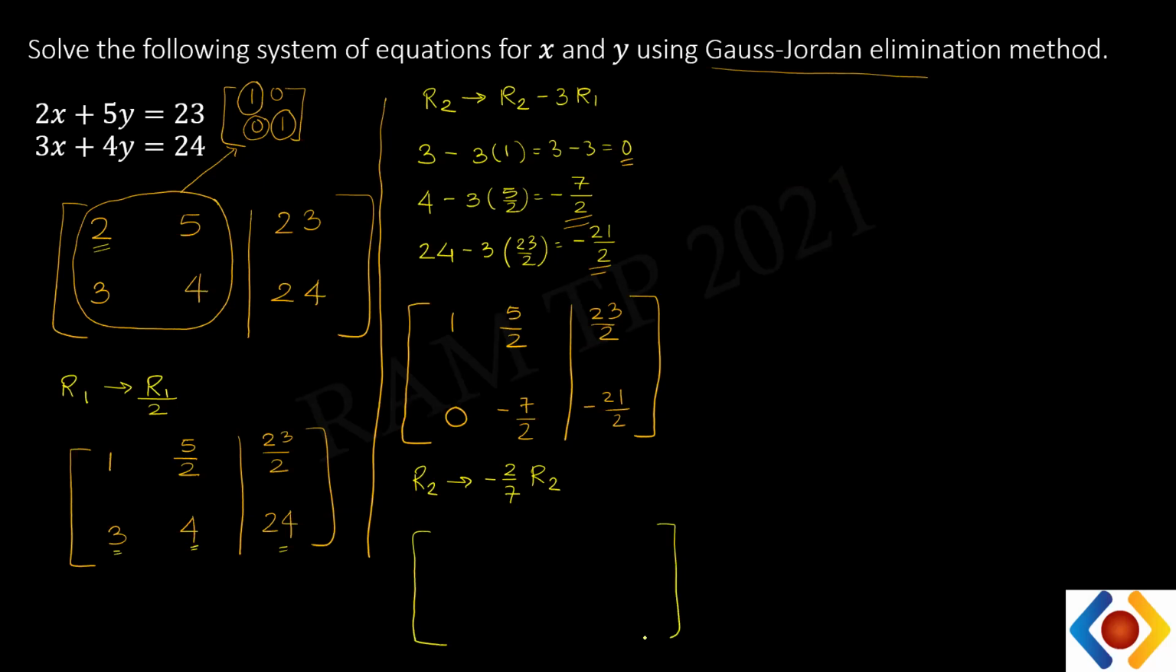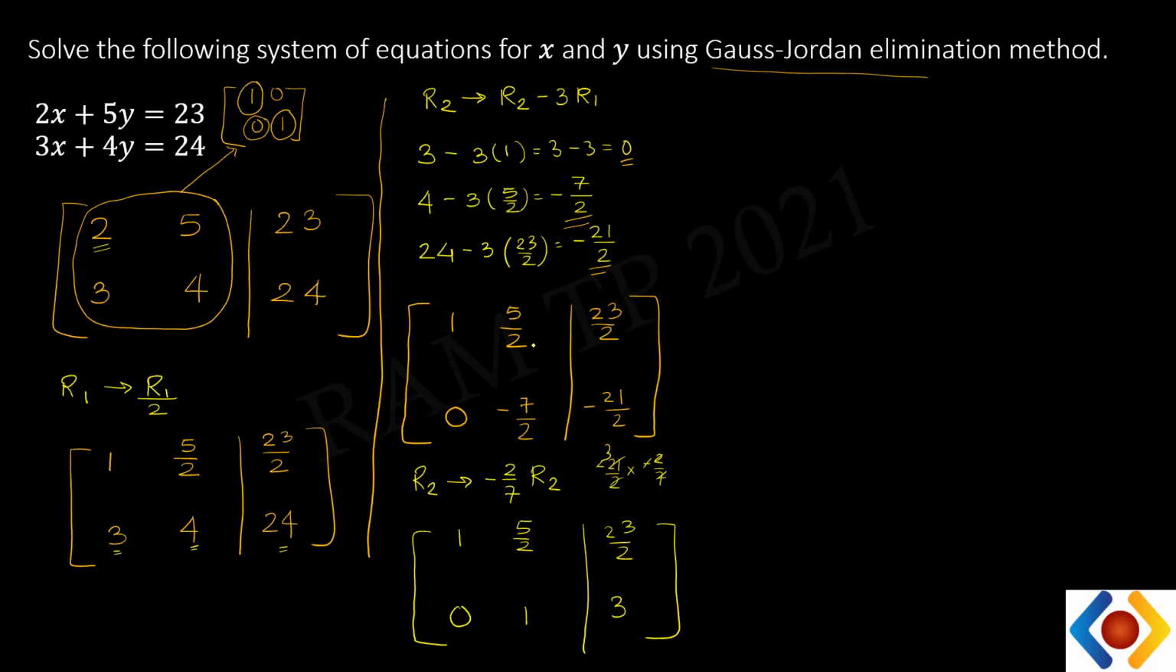Okay, let's write down this step directly. First row, I'm not changing anything: 1, 5 by 2, 23 by 2. 0 into negative 2 by 7, we still end up getting 0. Then minus 7 by 2 into minus 2 by 7, we get 1. Minus 21 by 2 into minus 2 by 7: the negatives get cancelled, 2 cancels, 7 3s are 21. We get 3. Right?